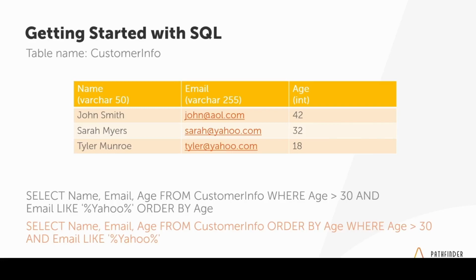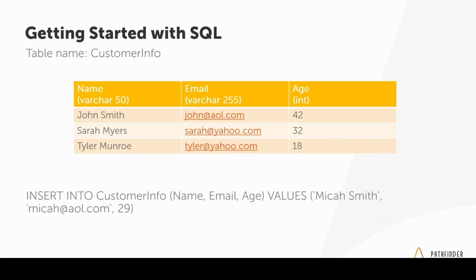Now let's put this all together, because the order of the keywords does make a difference. This query is returning age over 30 and email like Yahoo, where it contains the word Yahoo, and sorting the output by the age. Now if, for example, we switch the order of the WHERE and the ORDER BY, the SQL query won't work anymore.